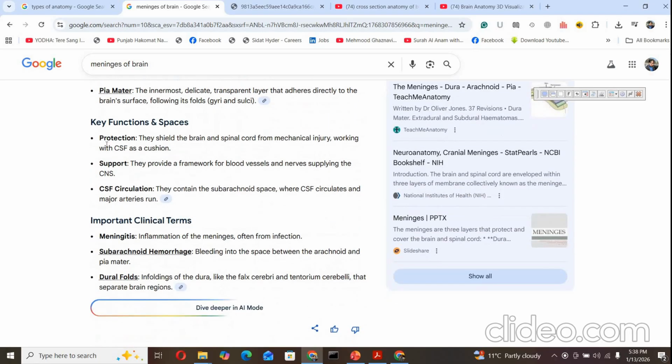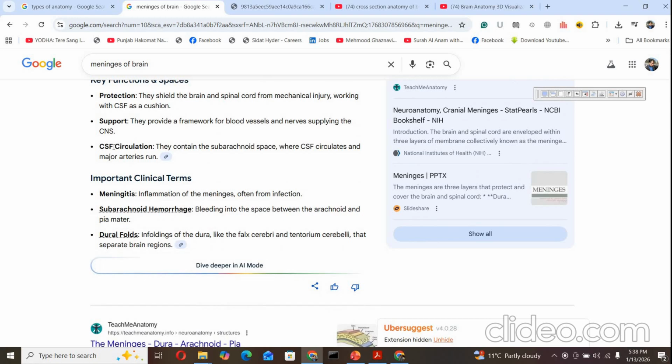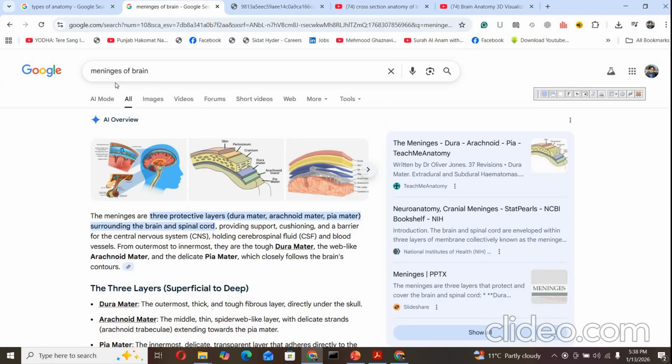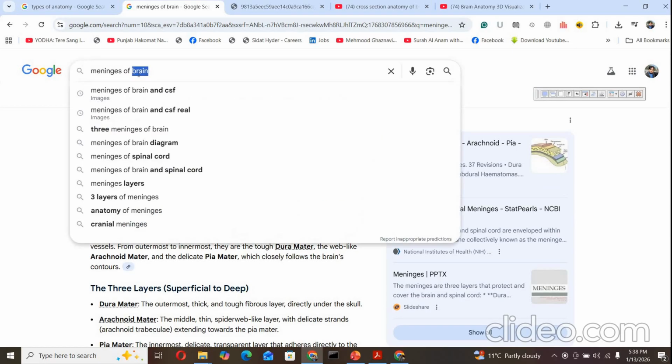The three layers function in protection, support, and cerebrospinal fluid circulation. So basically it acts as a cushion for the brain.